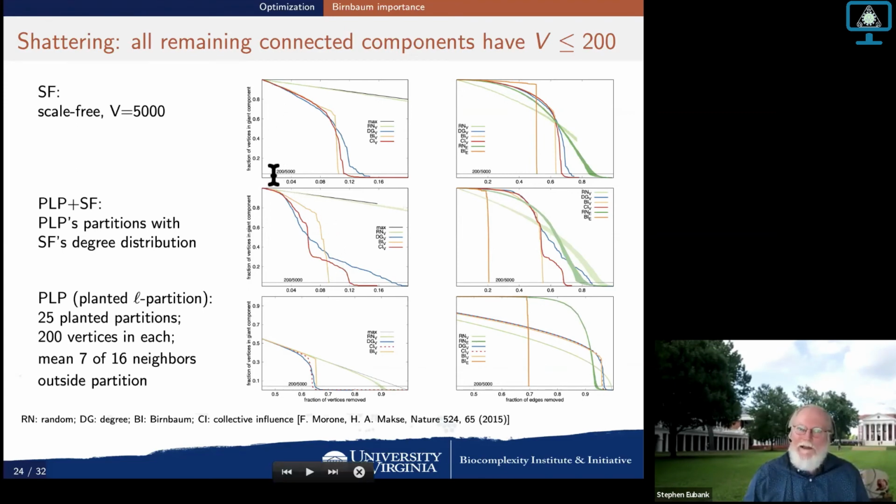What I'm plotting is, as a function of how many either vertices or, on the right side, edges are removed, what fraction of the vertices are still in the giant component when I've removed them. And what we see is that although the Birnbaum importance criterion is not always doing better, it always reaches its criterion, which is that the giant component has less than 200 edges in it, before the other methods. And sometimes that difference can be startlingly large. So this is, I think, some evidence that this is an interesting way to find the optimal.